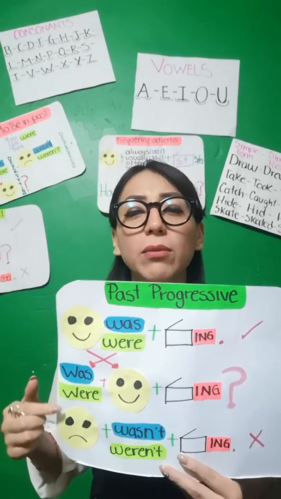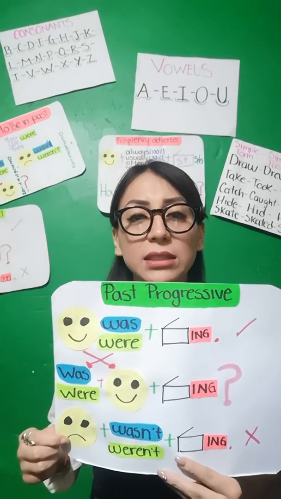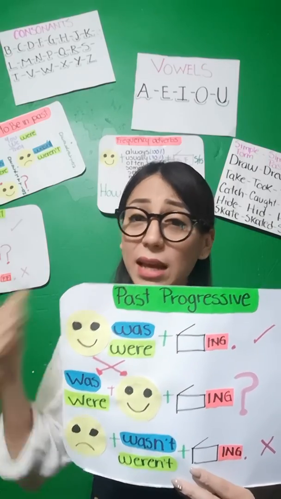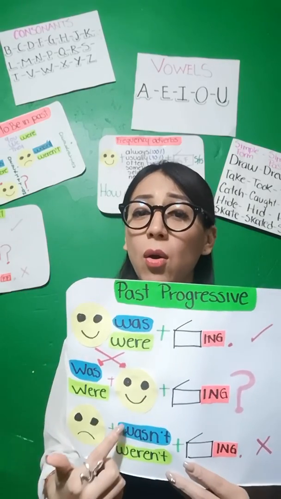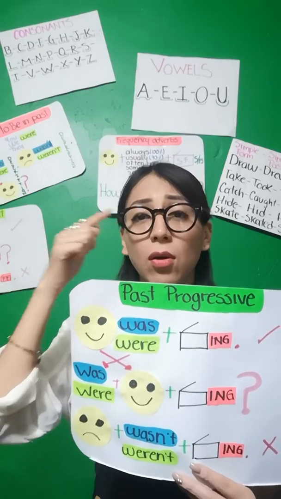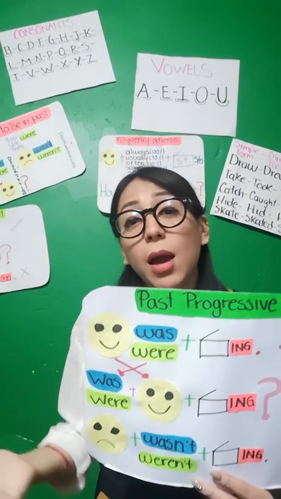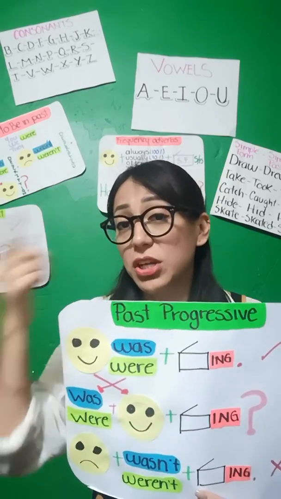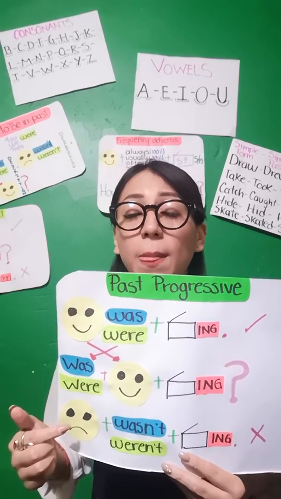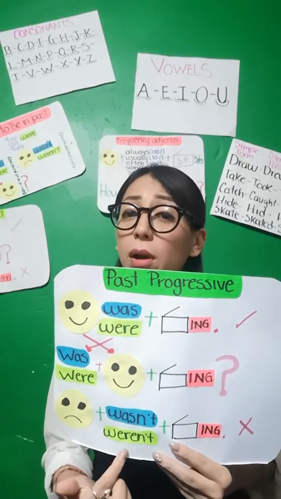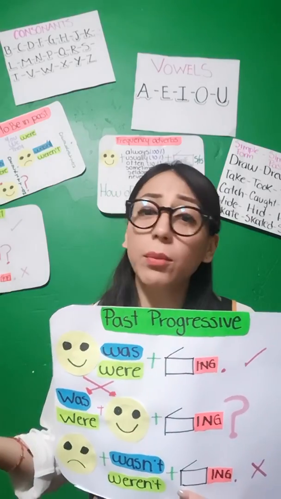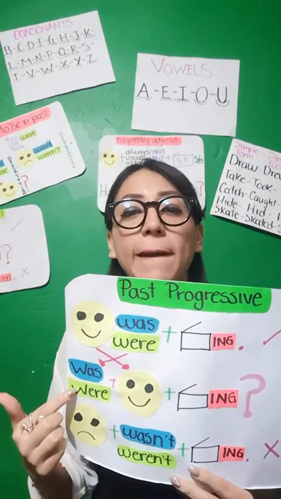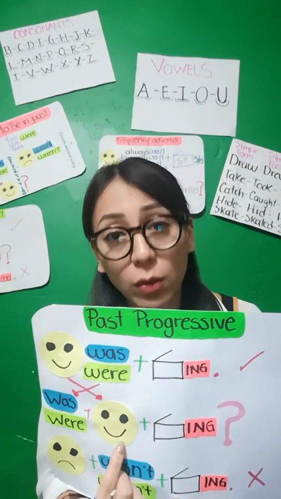Okay, now this is for affirmative. What happens, guys, if I want to make a negative sentence? Imagine that I'm going to say, yesterday I wasn't watching a movie. Another could be we weren't eating hamburgers. We weren't eating hamburgers, very sad.